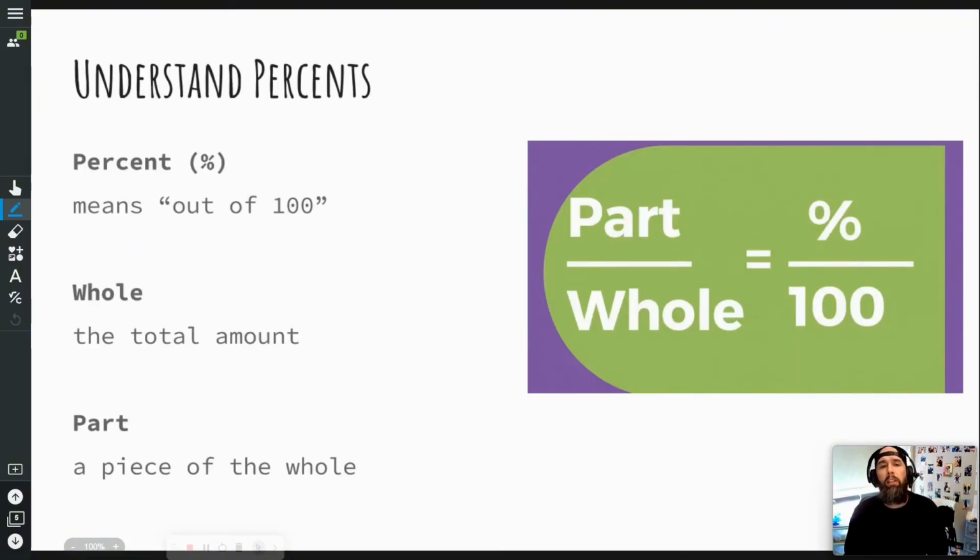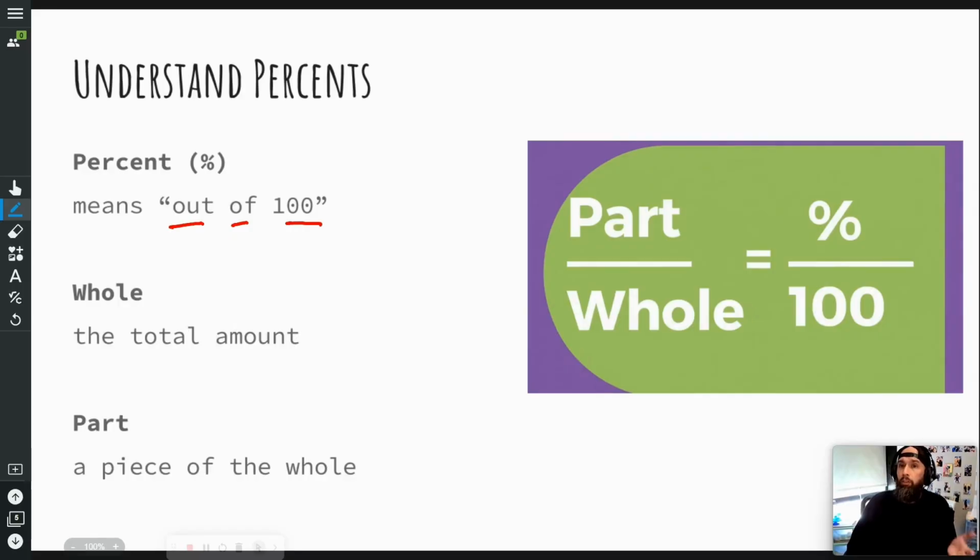Now, we need to understand percents. What is a percent? Well, a percent means out of 100. In fact, it's Latin for percentium, which means out of 100. Bet you didn't know that. That's why I'm the math teacher GOAT, because I know Latin, like 2 Latin words. But it means out of 100.